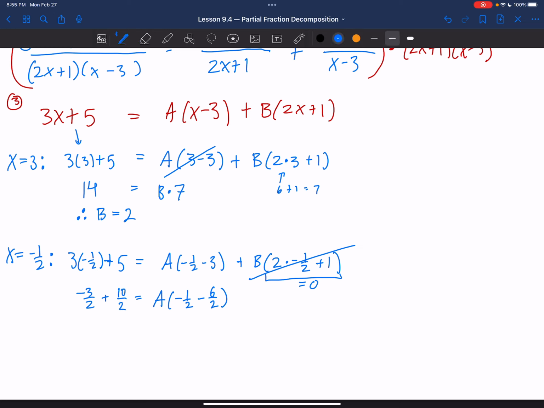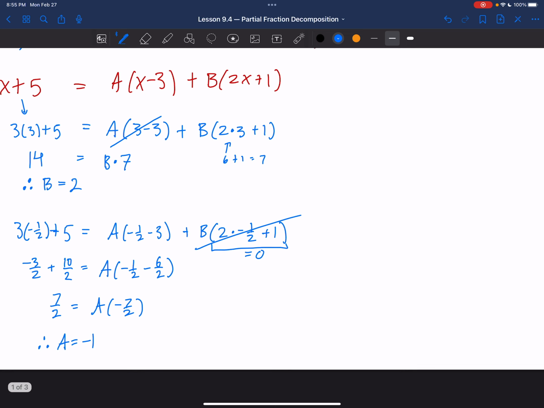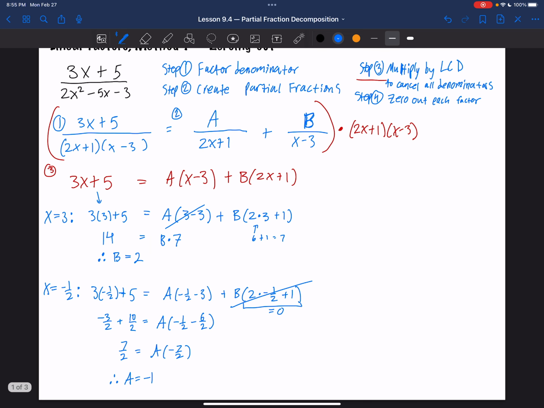And while we're at it, 5 is actually 10/2. So then negative 3/2 plus 10/2 is 7/2 equals a times, this is negative 7/2. So you ask yourself, negative 7/2 times some number a equals positive 7/2. Well, that number a should be negative 1. Okay? And so there you have it.